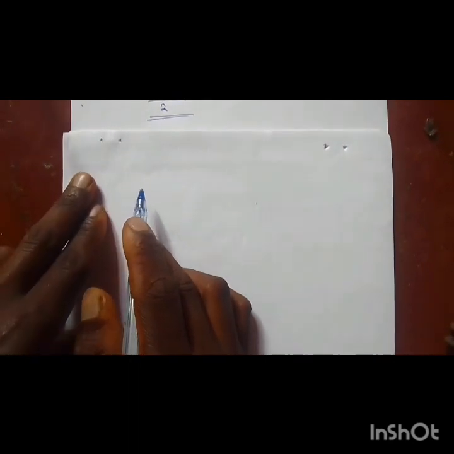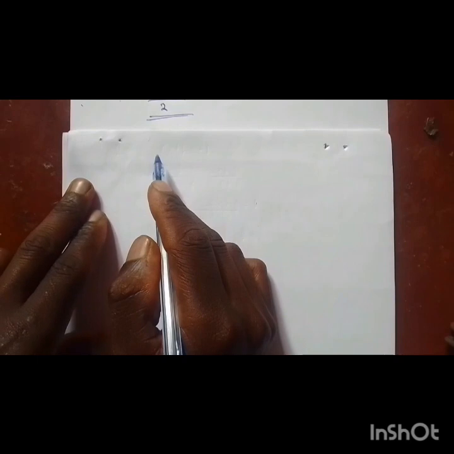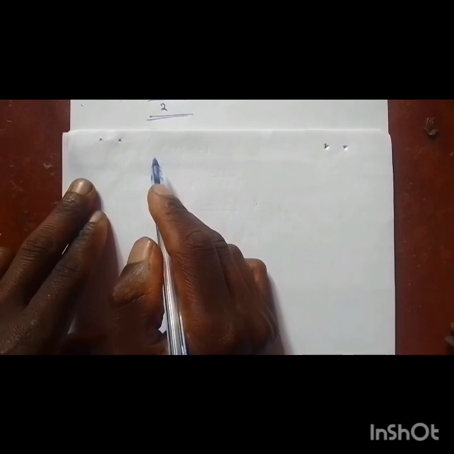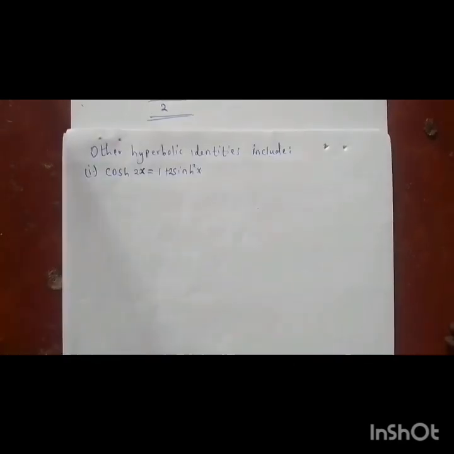So you can see that those identities are just very clear and straightforward. So we want to look at other identities just in summary. This is the identity we have just proved.